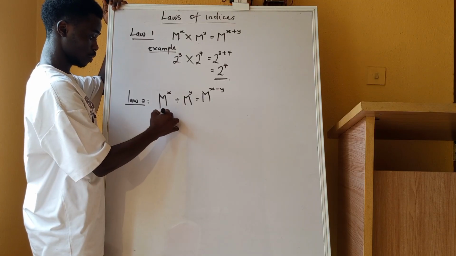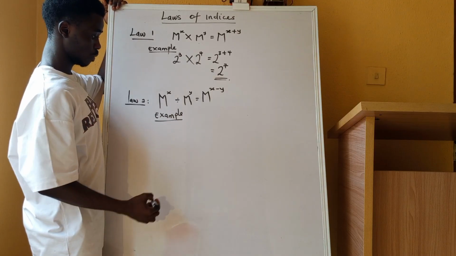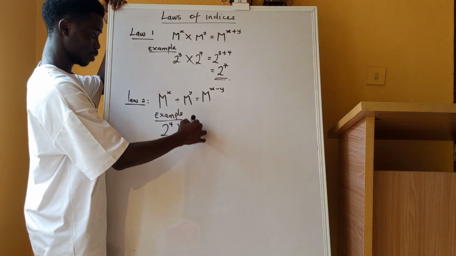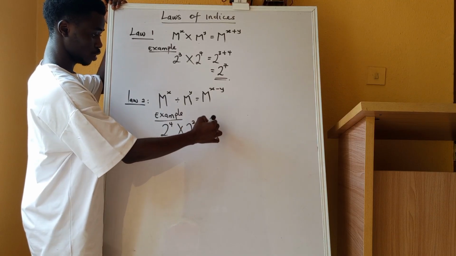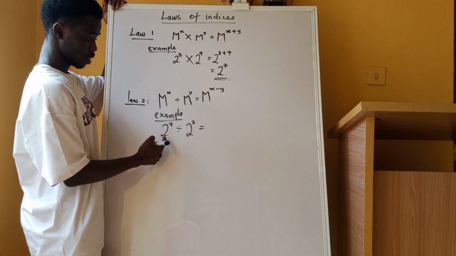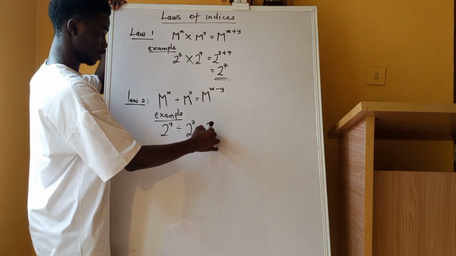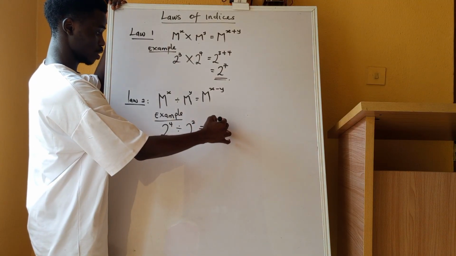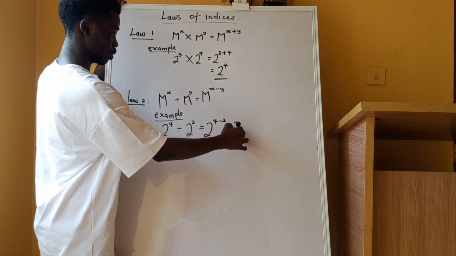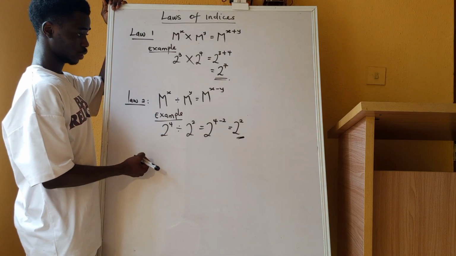So let's see an example. Let's say we have 2 to the power of 4 divided by 2 to the power of 2. So it's going to be 2 to the power of 4 minus 2, which is 2 to the power of 2 as the answer.